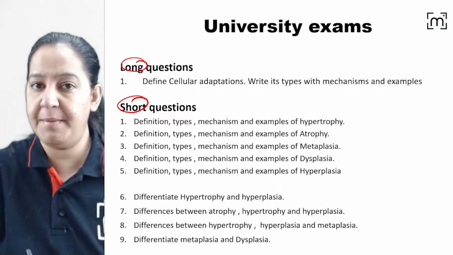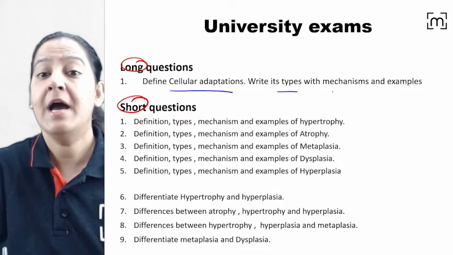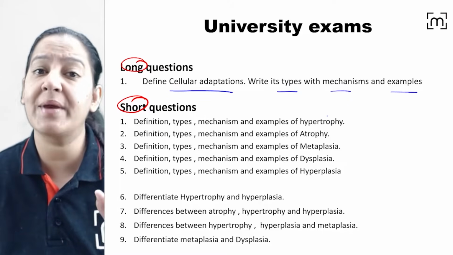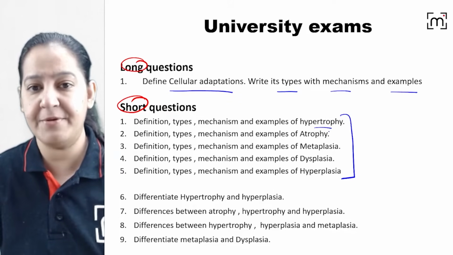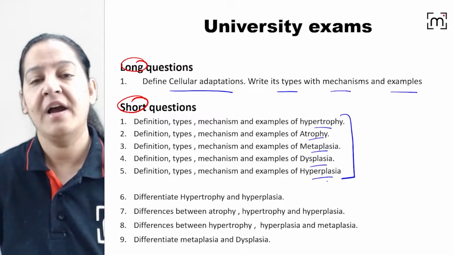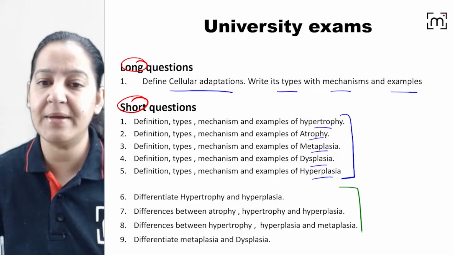From the long question it may be asked to define cell adaptation and write all the 5 types along with their mechanism, examples, types, everything. And in short questions, you can get a short note on any one of the 5 of them. Maybe on hypertrophy, hyperplasia, metaplasia, dysplasia, atrophy, anyone. And along with that, you can get to write the differences between any 2 of them.